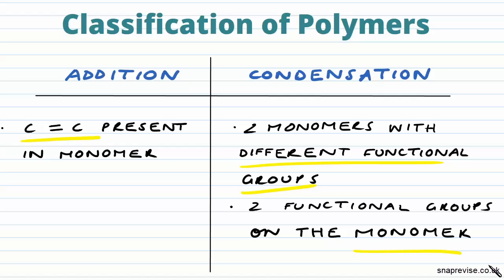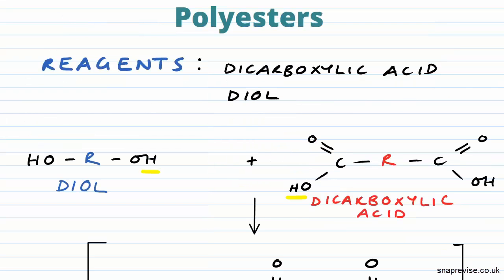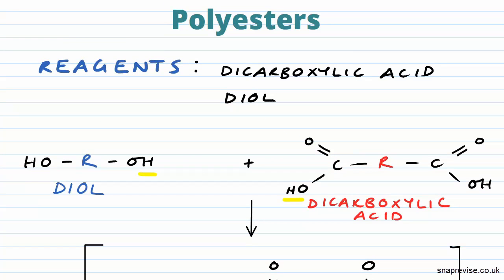So let's have a look at some condensation polymerization reactions. We're going to begin by looking at polyesters. In order to form our polyesters, we need a dicarboxylic acid and a diol. The di part is telling us there are two functional groups. So if you have a look, this is our diol. You can see there are two alcohol functional groups. And in our dicarboxylic acid, we have two functional groups as well.